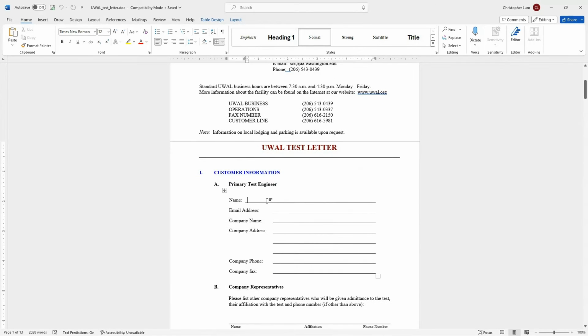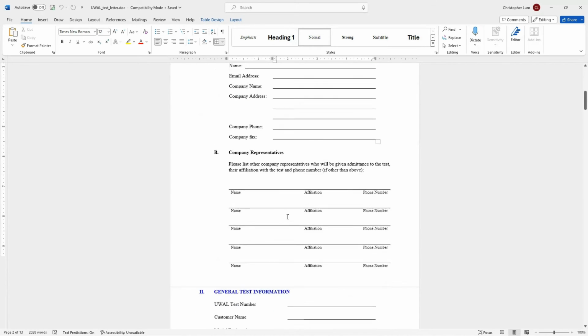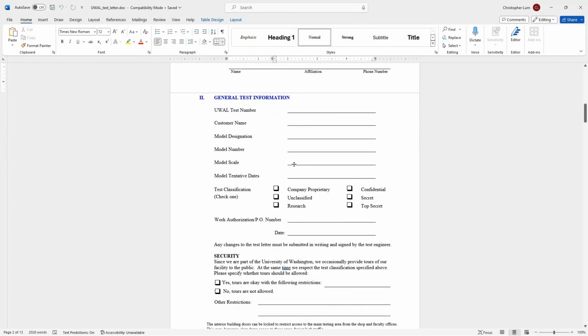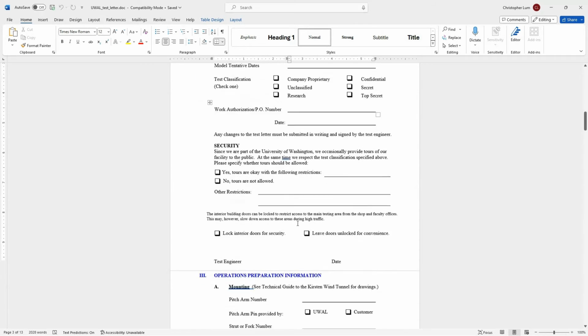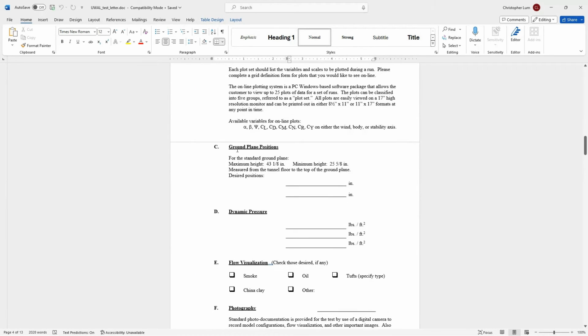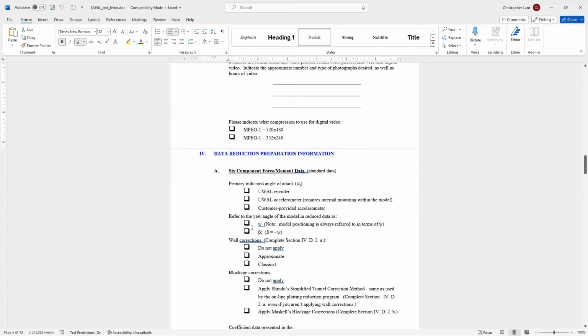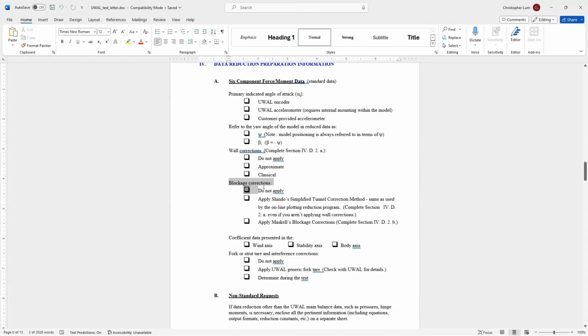I just want everyone to go through this and maybe make a comment about why they need some of this information. Obviously, they need your contact information, but if you start looking down here, they're going to need things like your model scale, like how big is your model. If you keep scrolling down, what is this? What is a ground plane? Well, we're going to talk about that in the video. Why do they want these numbers? What are they talking about? Dynamic pressures. They want you to fill in some numbers here. They want things like blockage corrections. You need to pick all this.